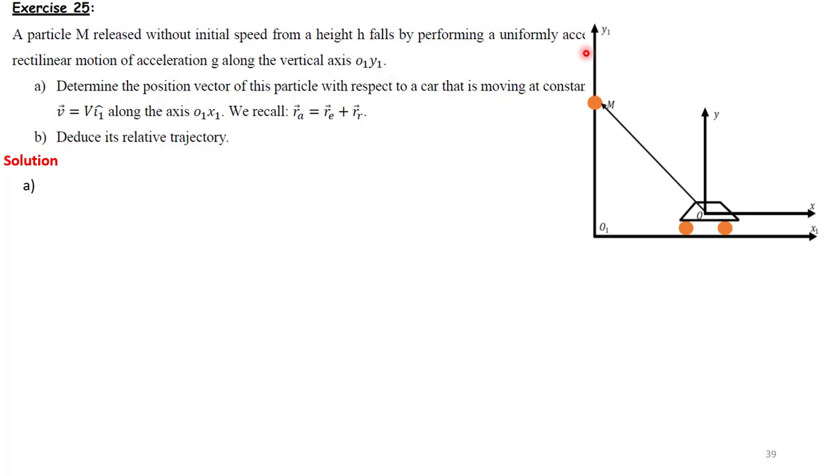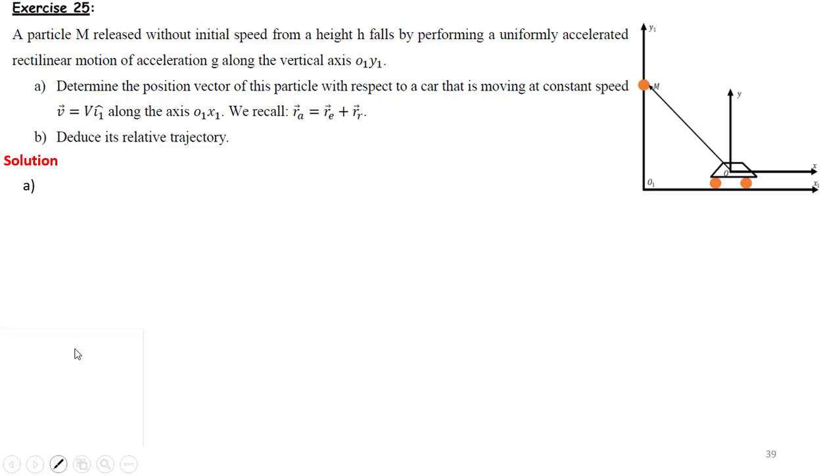So they called this frame O1 x1 y1. Okay, O1 is the origin of O1 x1 y1. It's associated to an observer at rest. So we can consider that O1 can be an observer at rest that is not moving. So this is the stationary frame.